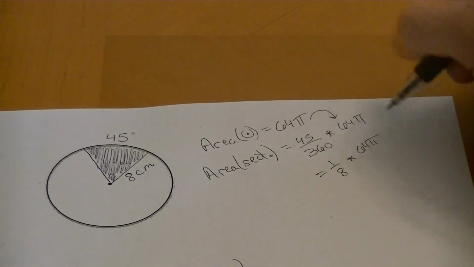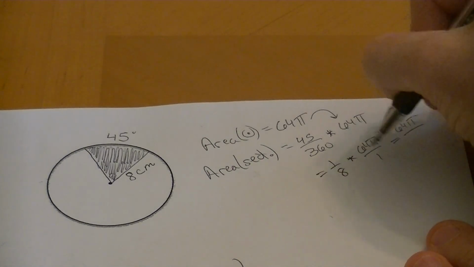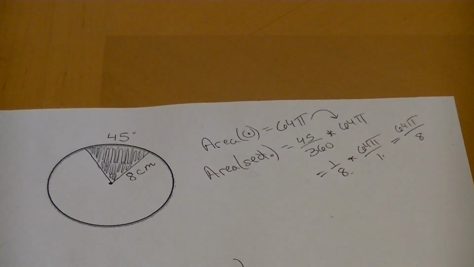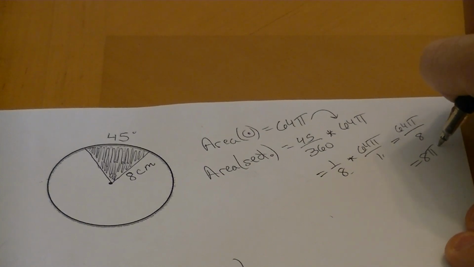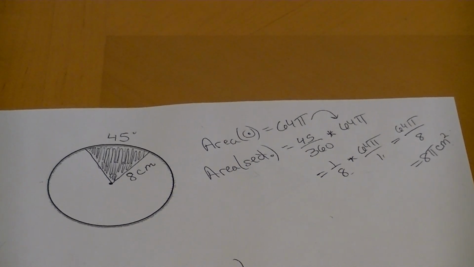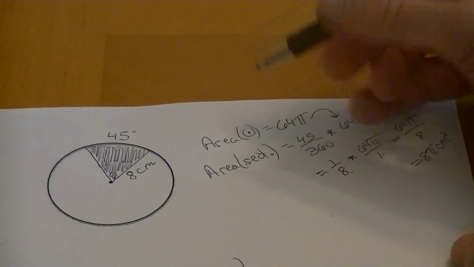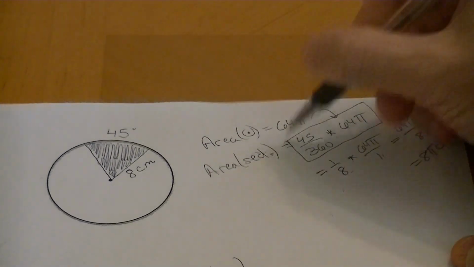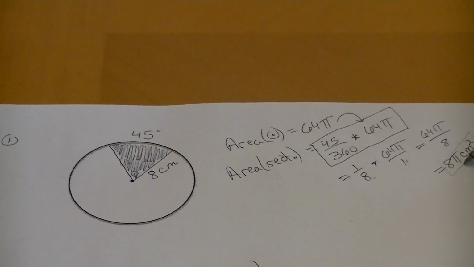So 1 times 64 pi is 64 pi. Denominators, 8 times 1 is 8. And that simplifies to be 8 pi centimeters squared. So that's the answer, 8 pi centimeters squared. Of course, if it said to round off your answer, then I wouldn't even bother doing the simplifying. I would just type this into my calculator and round it off. And that's going to be the same thing as typing this into a calculator. But exact answer would be that.